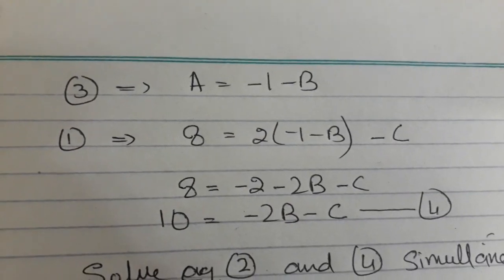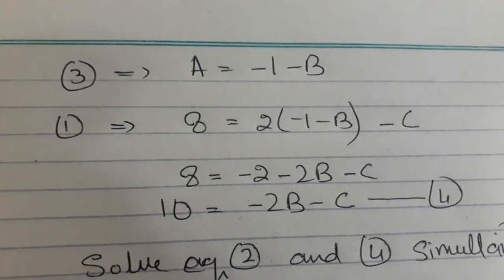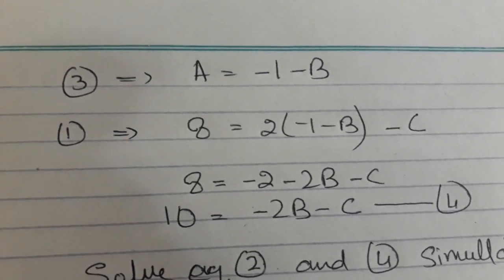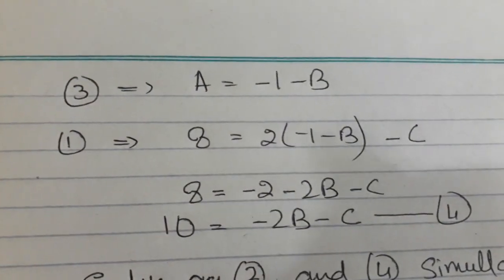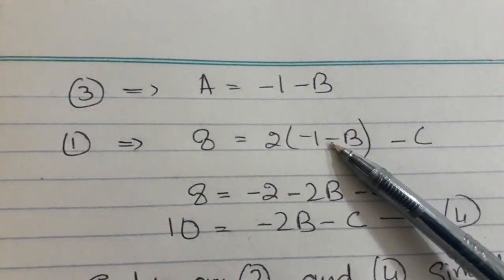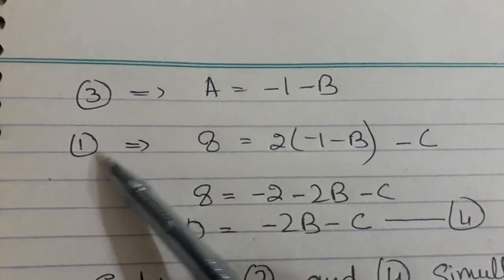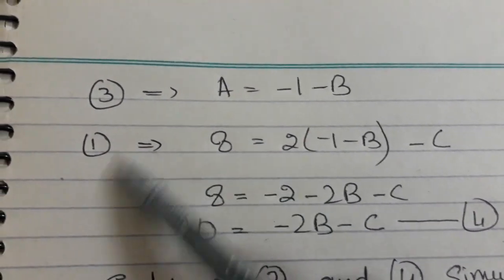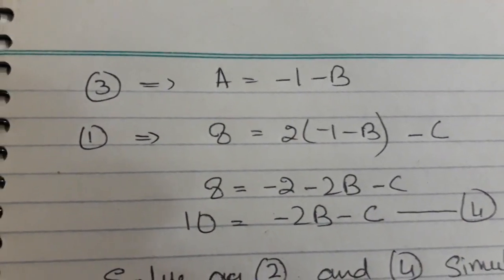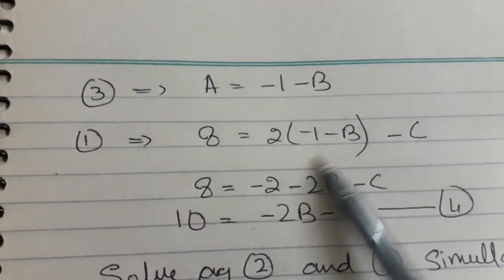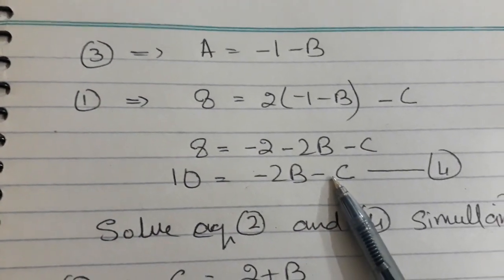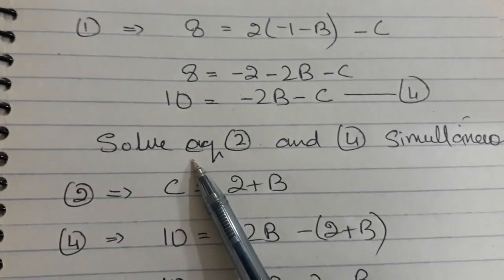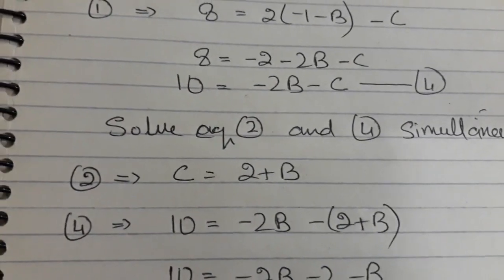So this is exactly what I have done, what I was telling you. I made A the subject, that is minus 1 minus B, and I substituted in equation 1. I'm telling the examiner or the paper checker which equation I'm using. It's always better to keep identifying the equation. So I got the equation in terms of B and C. Then I'm solving equations 2 and 4 simultaneously.